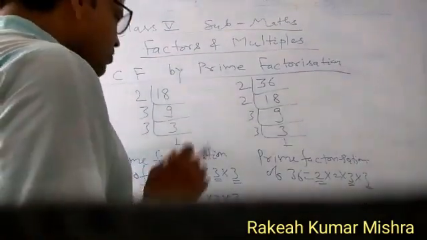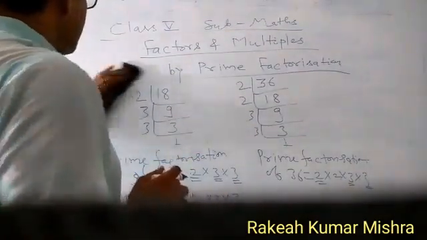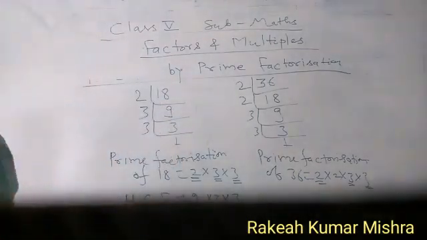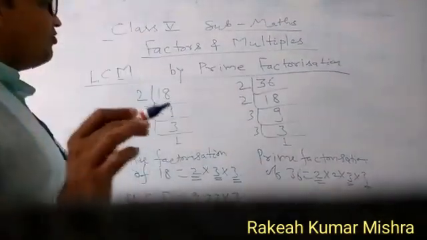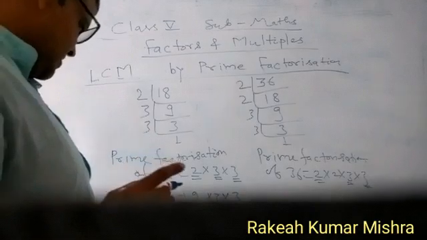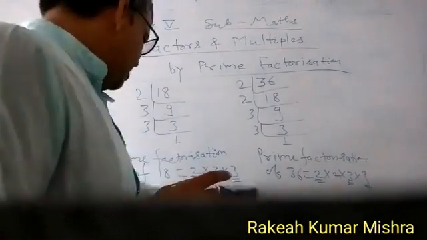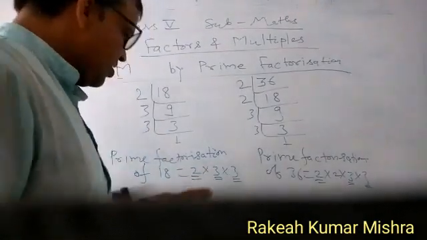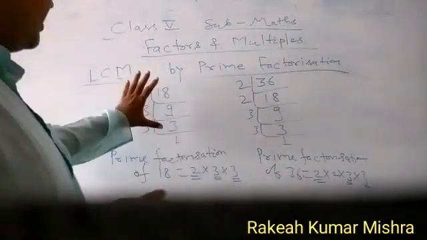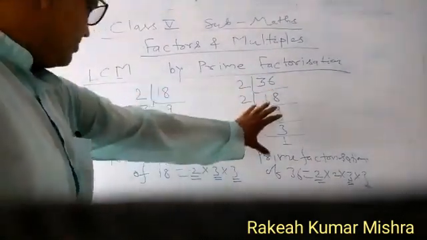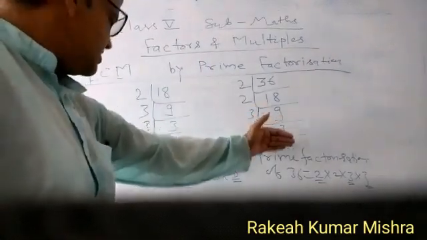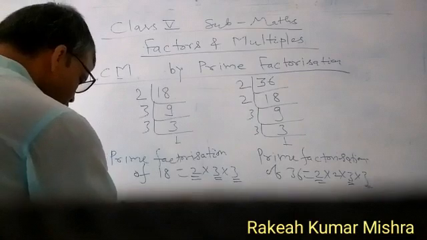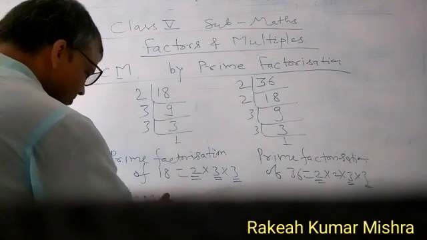Now we want to know what the LCM will be by prime factorization. Suppose we have to find LCM of 18 and 36. Then what will we do? All processes are done the same. This will be done the same. This will be done the same. Now we have to write LCM. How?